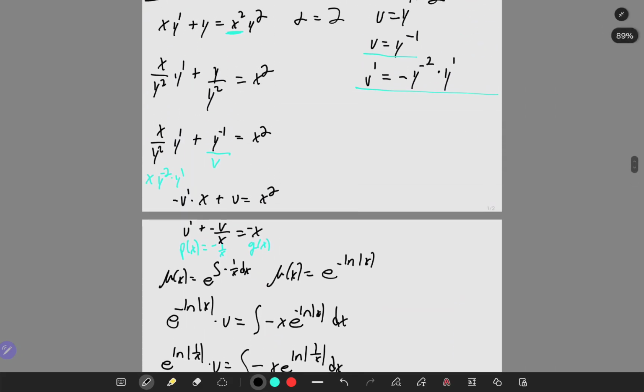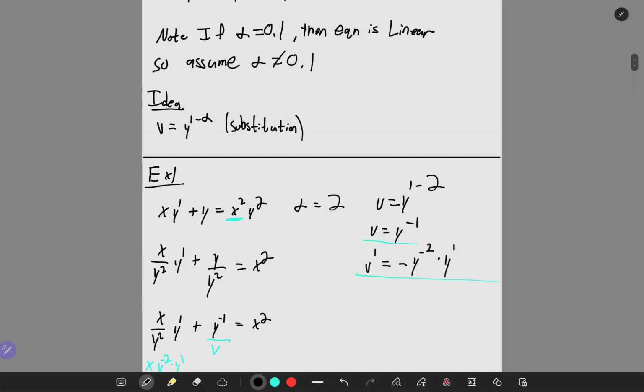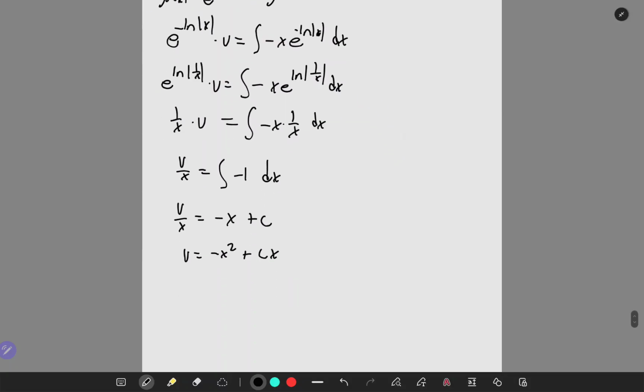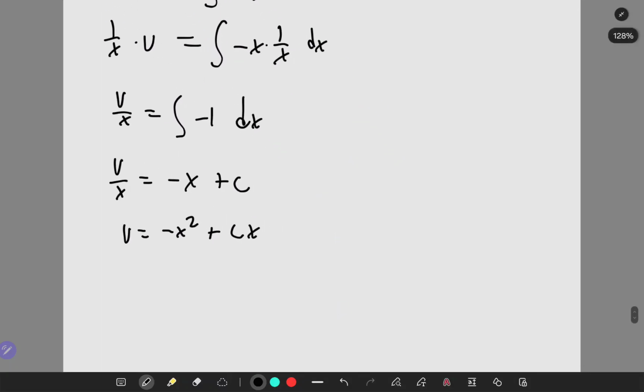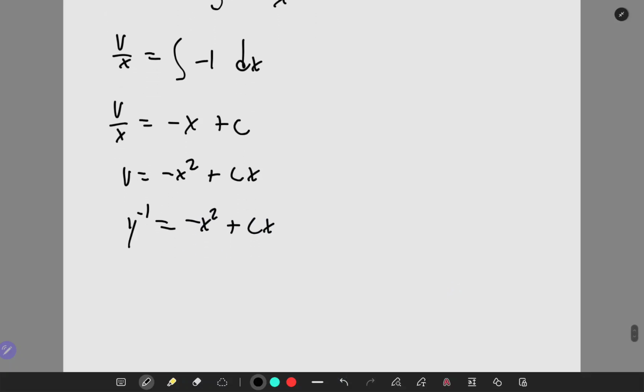But remember, when we started the problem, it was in terms of y, right? We have y prime and a y. That's a first order differential equation in terms of y. So we have to go back. What was v equal to? The inverse of y, right? V is equal to the inverse of y. Now, you can write it like this, or you can just write it like this. Both the same thing.